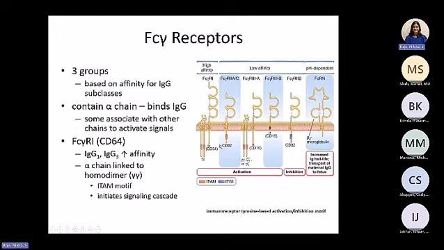There's also CD64, which has an alpha chain, and Fc gamma R3A that has an alpha chain. A lot of these have alpha chain on them, but they can associate with gamma chains or gamma zeta chains in some cases to form that full Fc receptor. Your R3B is the one with CD16.